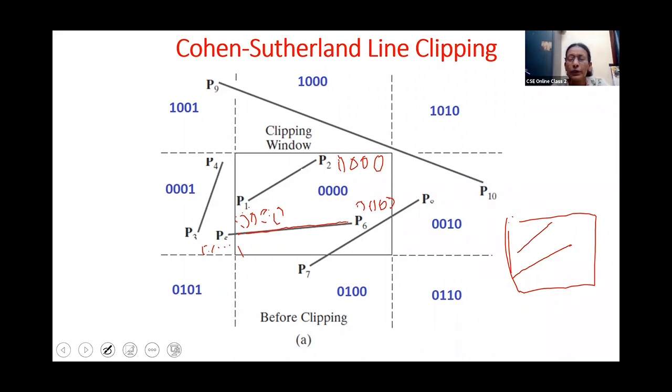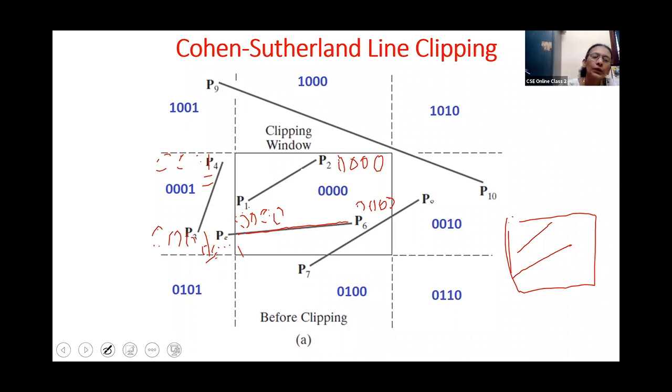So if the outcodes for the two endpoints are all zeros, then the line is visible and the entire line will be shown in the clipping window. That is what we understand from this discussion. Now another point: you take this line P3, P4. For both the points, the codes are 0001, 0001. You see that bit 1 is 1 for both the endpoints. If that is the case, that means the line is falling towards one side of the boundary, and that is outside the clipping window.